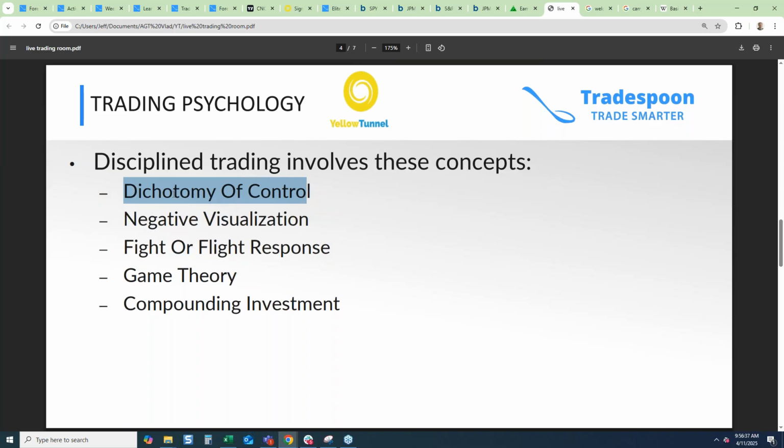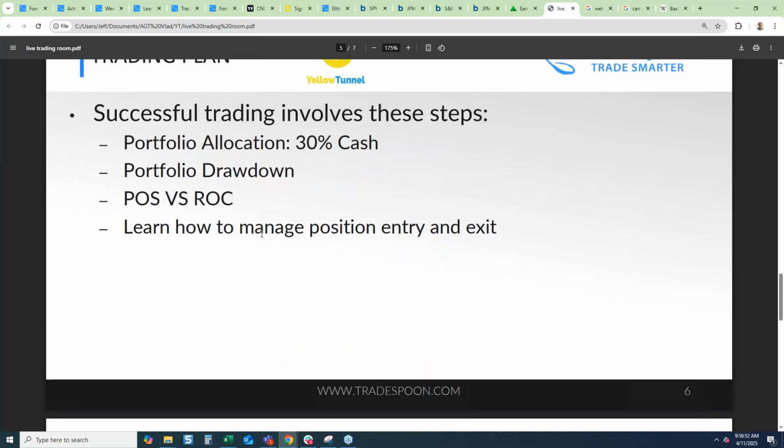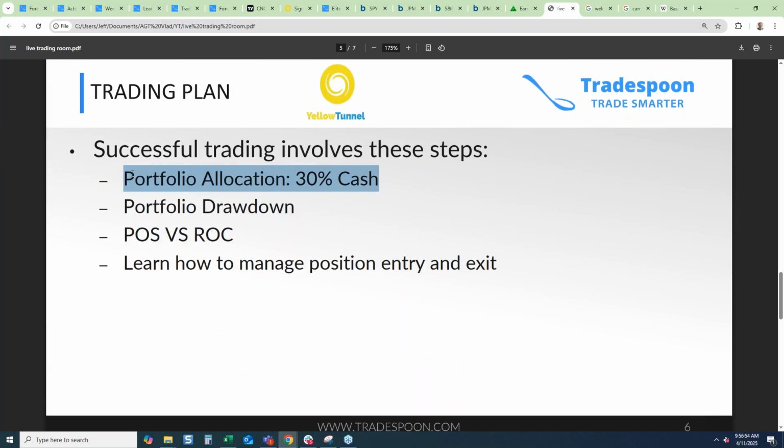So concentrate on things that are within your control, right? The economy of control. What's within your control, right? We want to avoid making decisions based on emotions. One thing that I think is this positive negative visualization, and always have ample amount of cash.